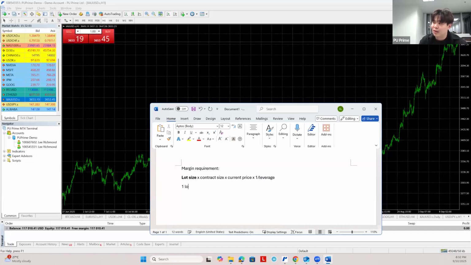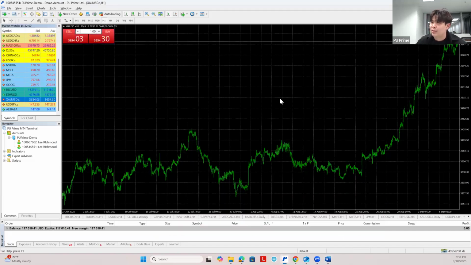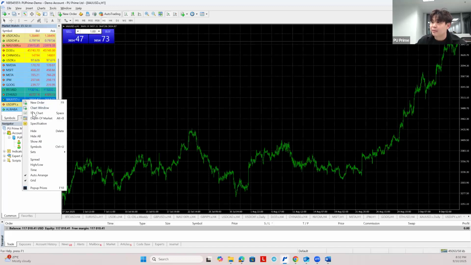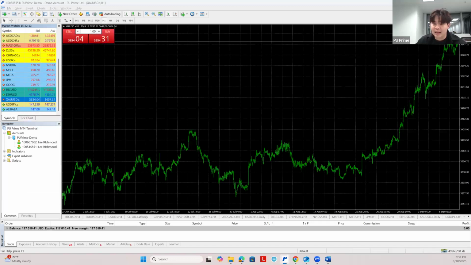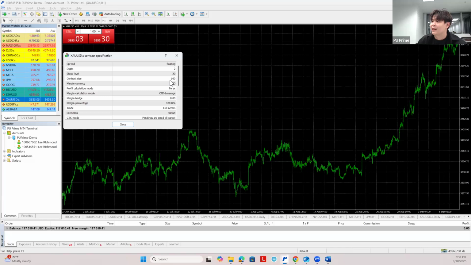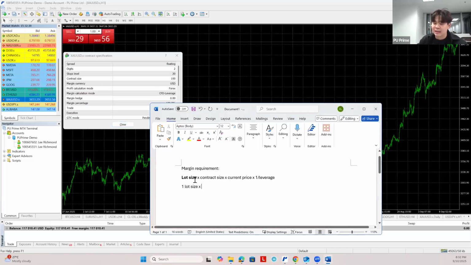So let's say you put one lot inside and then times the contract size. Contract size, you don't have to memorize. You can go through the MT4 system. You right click it, specification, and then you can see there's a contract size inside here. So you just key in 100. You see here is 100, just key in 100.